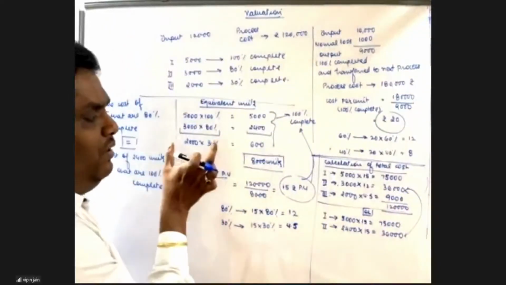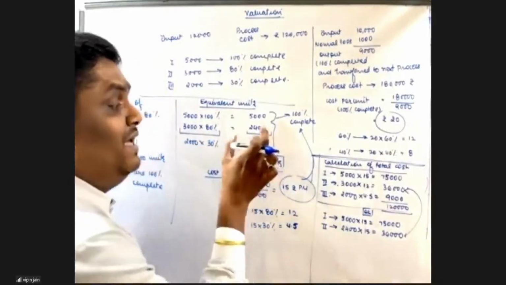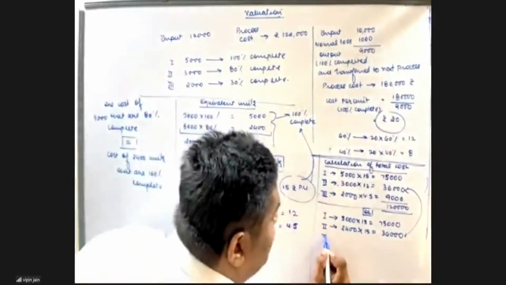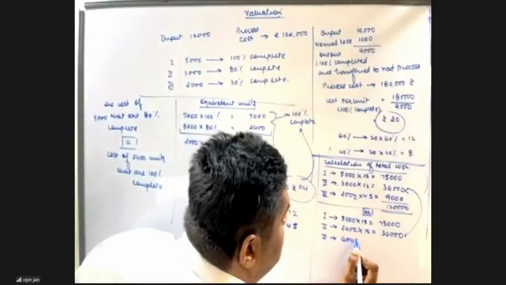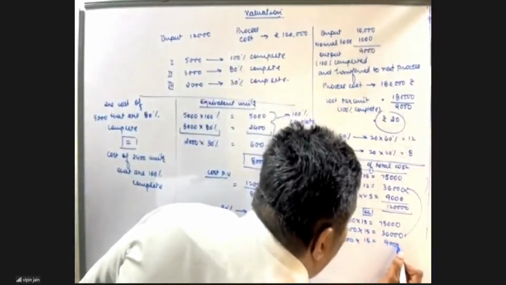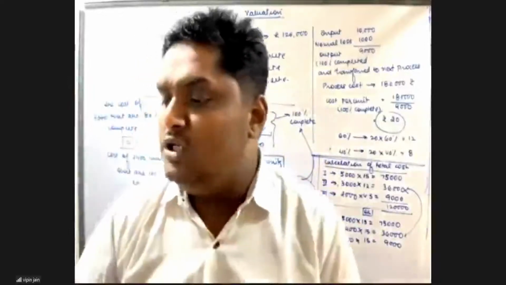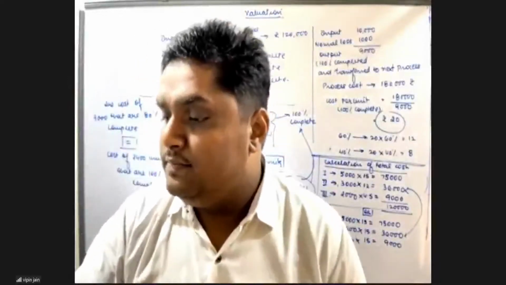Similarly, 2,000 units that are 30% complete, their cost will be equal to 600 units that are 100% complete. So 600 into 15, that is 9,000. So you can use any of the ways to calculate or distribute the cost. Both the approaches are correct.